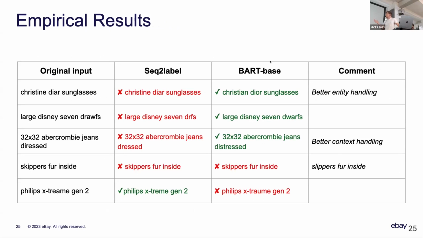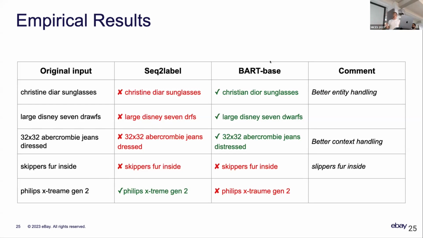Like in the first query, it recognized Christian Dior. In the second, 7 dwarfs. We believe that's probably because of the external knowledge. In the third row, also BART base was better.